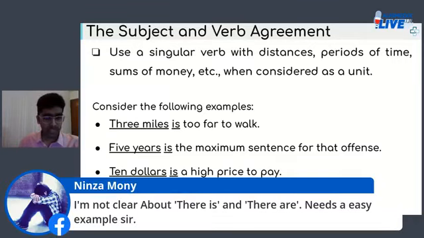Ninzamoni says, I'm not clear about there is and there are. Needs an easy example, sir.